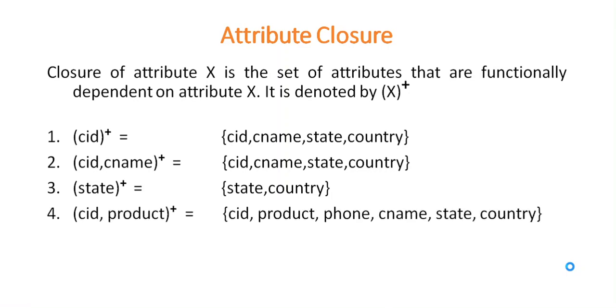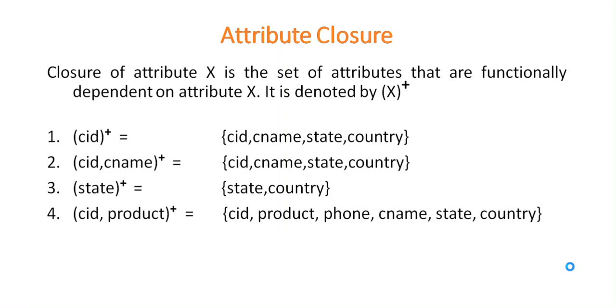Then next is customer ID and product. Now take this combination. What is the closure set? First copy these two attributes as they are into the closure set, so customer ID and product. Now customer ID and product determine phone, so phone number is dependent on this combination and it is in the closure set. Now customer ID determines customer name, so that is also in the closure set.